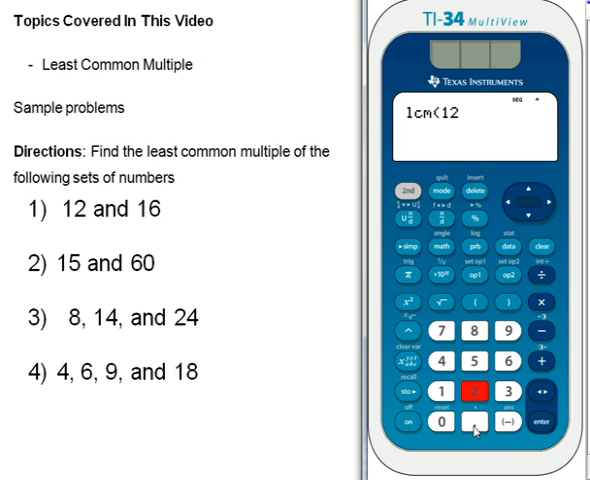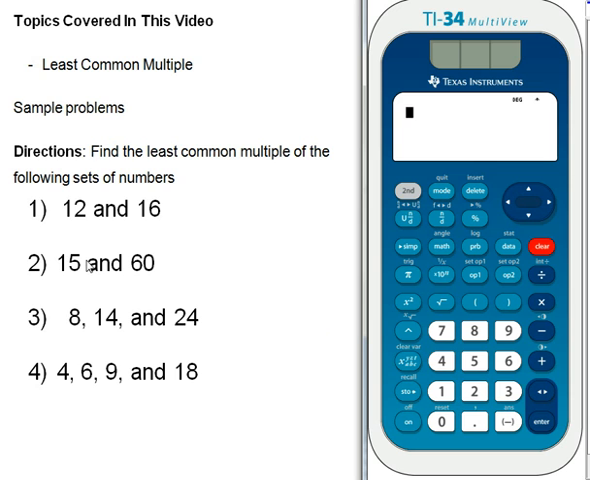You'll notice above our decimal point there's a comma in gray. To get to anything that's gray on the calculator, you have to hit the gray second button first. So we hit second, and then our decimal point button, and that puts in our comma. And then 16. Finally, we have to remember to close our parentheses and hit enter. It tells us that the least common multiple of 12 and 16 is 48. If you count by 12s, 12, 24, 36, and so on, and then you count by 16s, the first number that those 2 sets of numbers have in common is 48.